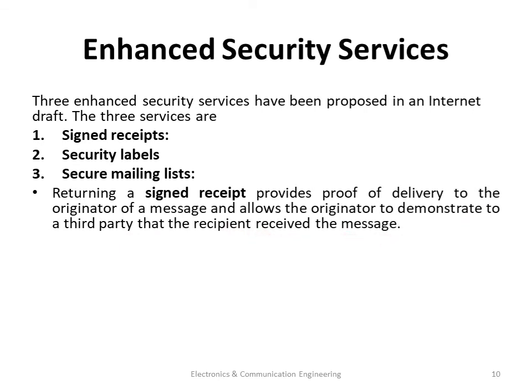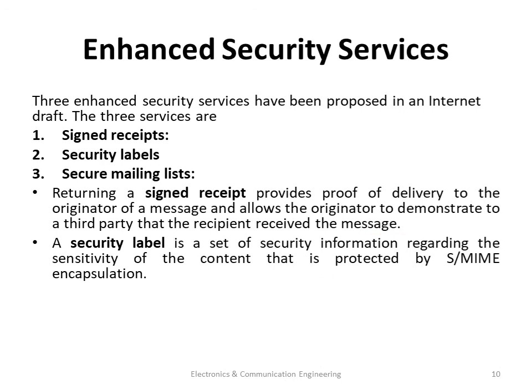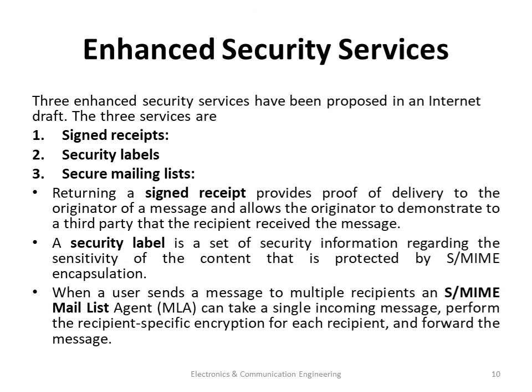A security label is a set of security information regarding the sensitivity of the content that is protected by S/MIME encapsulation. So it has different levels of security as we have discussed earlier. Next is the secure mailing list. When a user sends a message to multiple recipients, an S/MIME mailing list agent (MLA) can take a single incoming message, perform the recipient-specific encryption for each recipient, and forward the message.